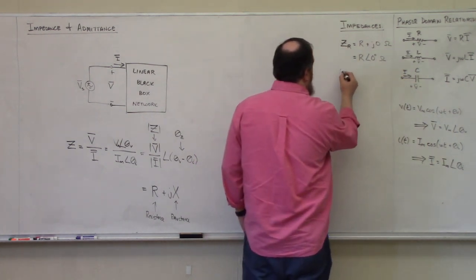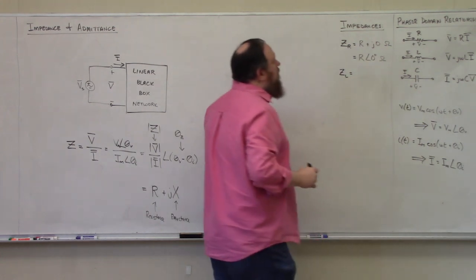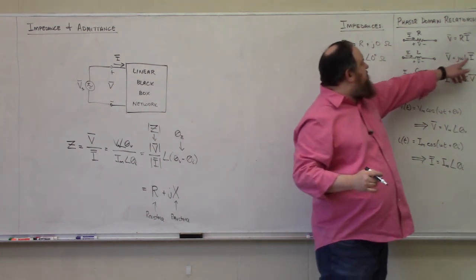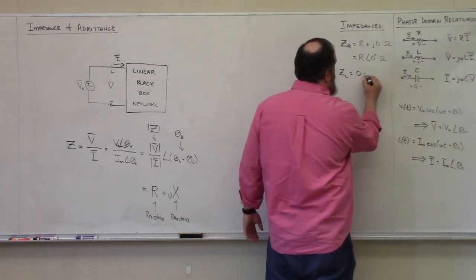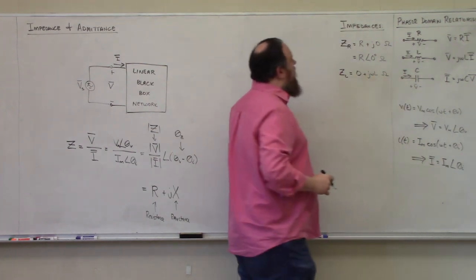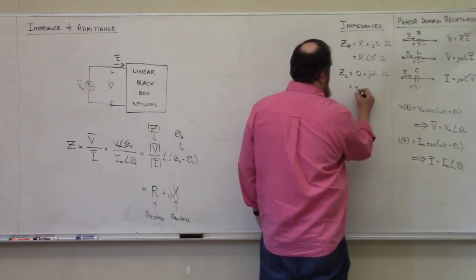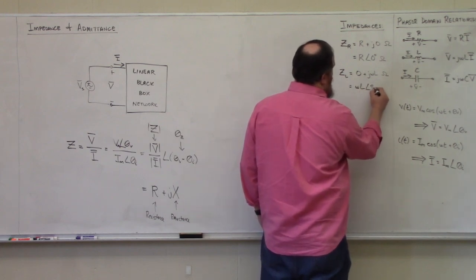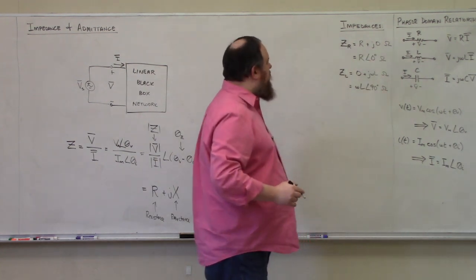For an inductor, the phasor voltage divided by the phasor current leaves us with 0 plus j omega L ohms in rectangular form, or omega L angle 90 degrees ohms in polar form.